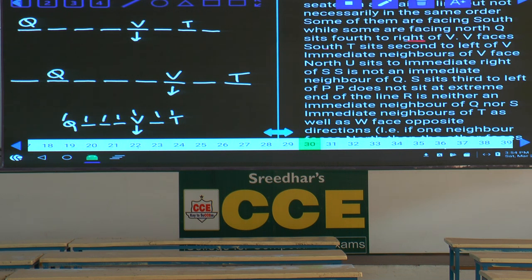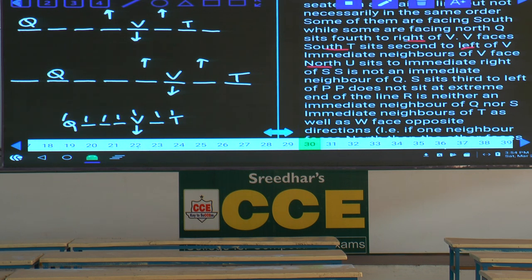V faces south, T sits second to the left of V, and the immediate neighbors of V face north. Immediate neighbors of V are facing north, hence these two persons are facing towards north.